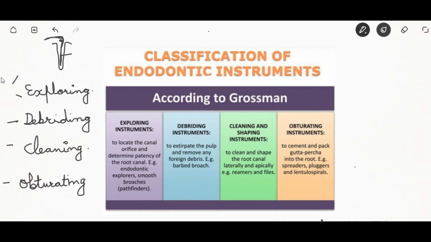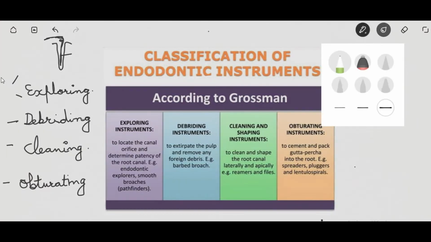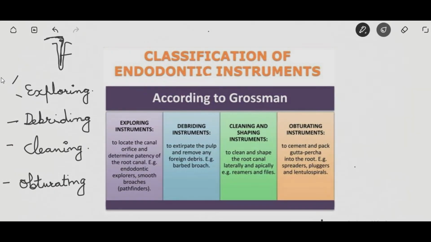And the last are the obturating instruments. They are used to pack the gutta-percha points into the root canal space. The common examples are the pluggers, spreaders and lentulo spirals.